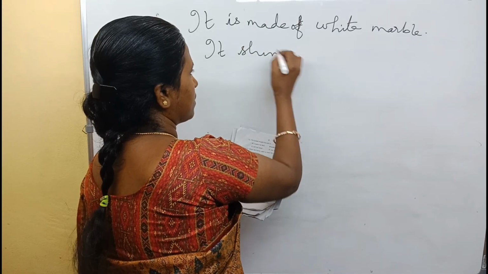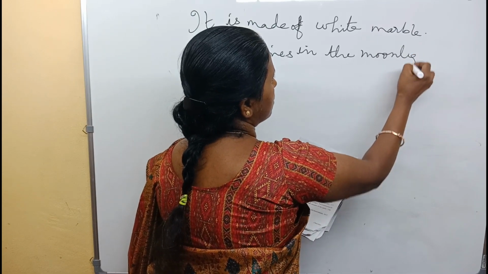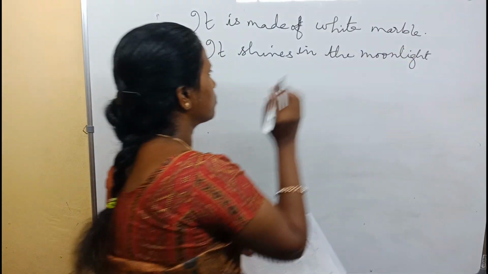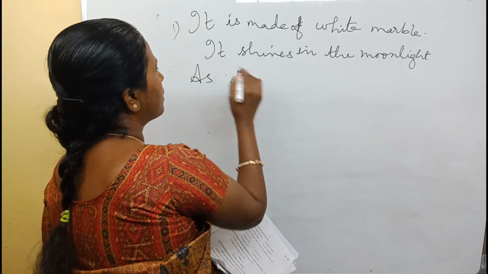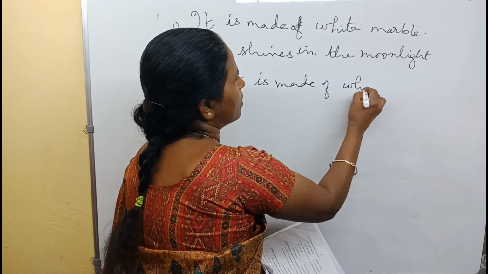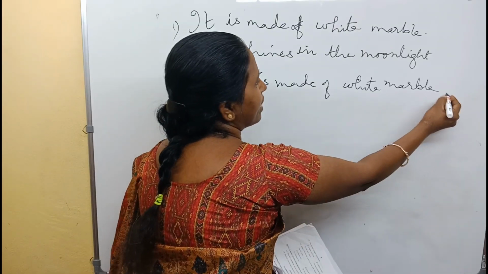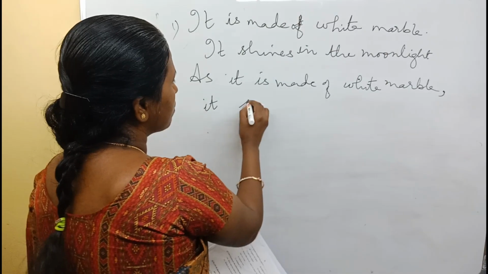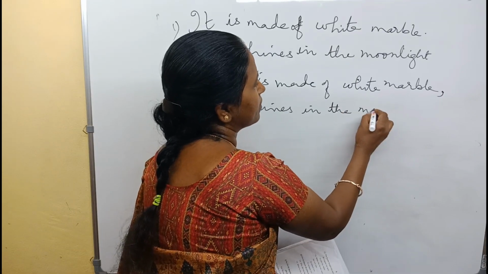It shines in the moonlight. Now what is the reason? As it is made of white marble, it is shining in the moonlight. So how will you write? Very easy children, easily scoring one. Okay, make the capital to small. As it is made of white marble, comma. This is very important. Make this capital I into small I. It shines in the moonlight.